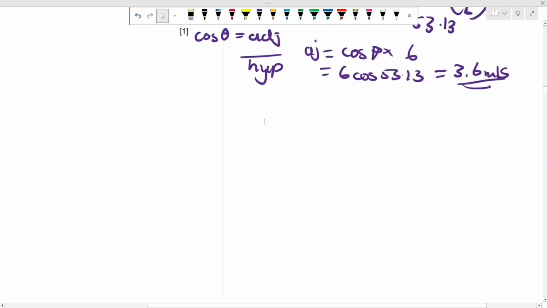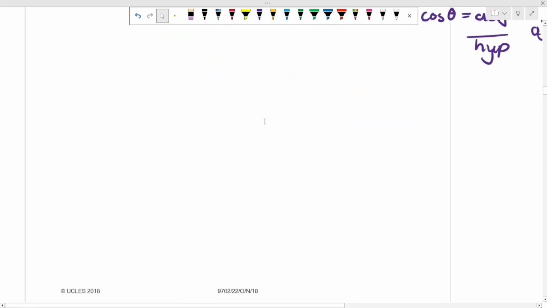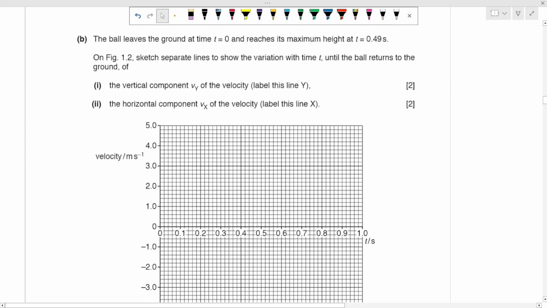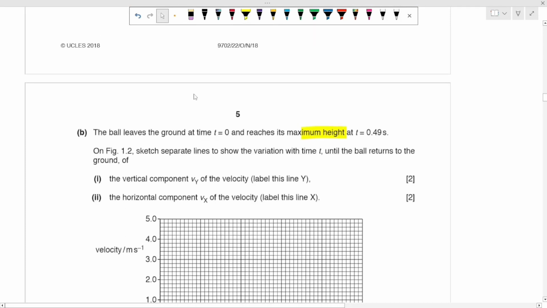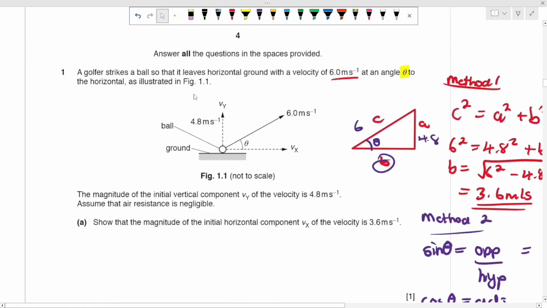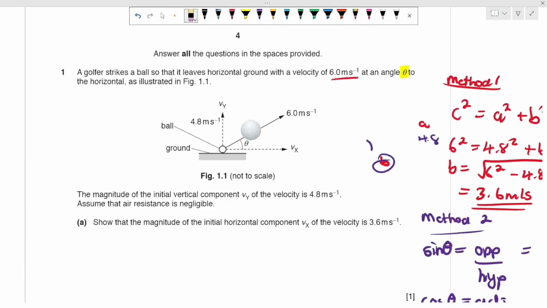Okay, moving on to question B. The ball leaves the ground at a time t equal to 0 and reaches its maximum height at t equals 0.49. So if you go back to our question here, the ball is going to leave the ground, okay?